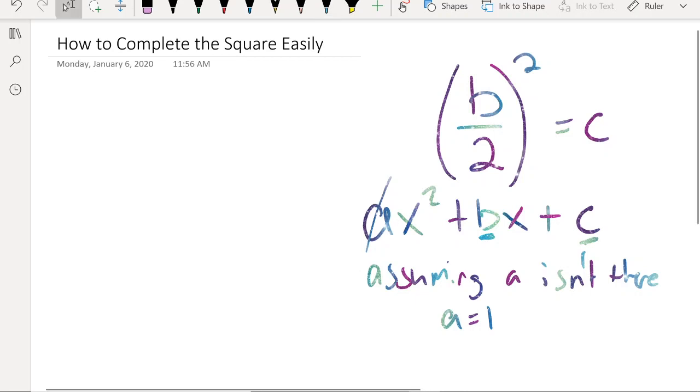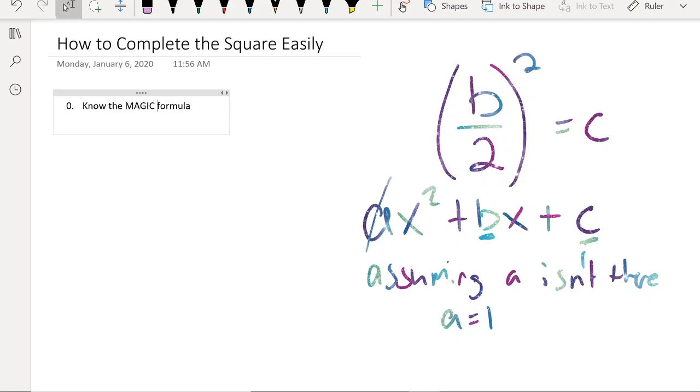All right? So let me go ahead and give you the steps, and then we'll dive into an example here. Step 0 would be to know the formula. Know the magic formula, aka this thing over here that I did in a galaxy pen. So knowing the magic formula, that's first and foremost.